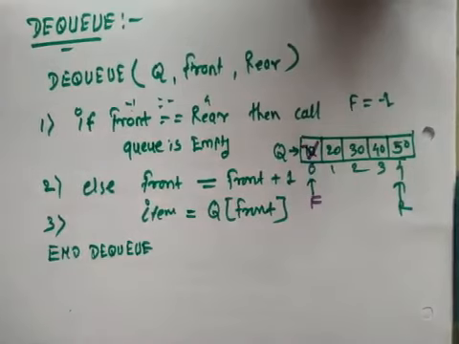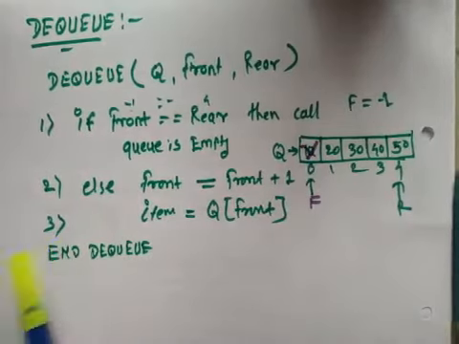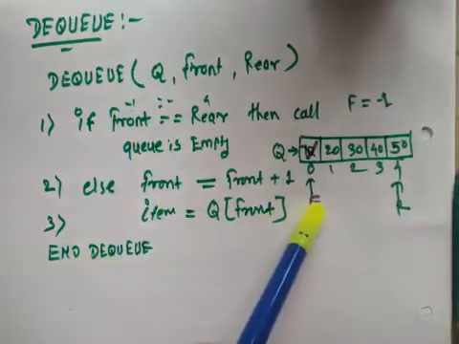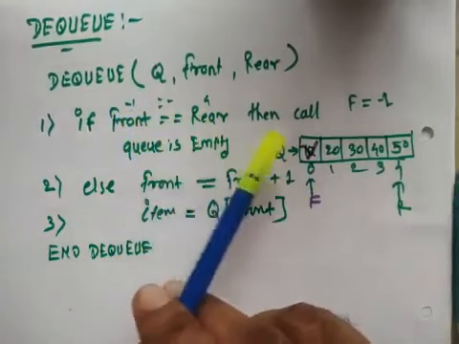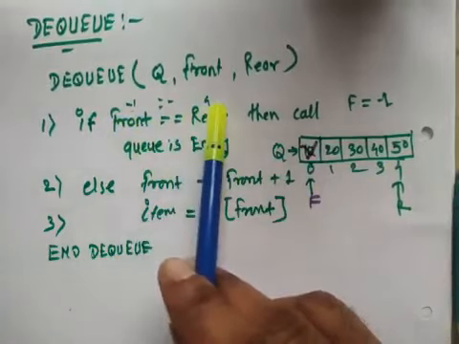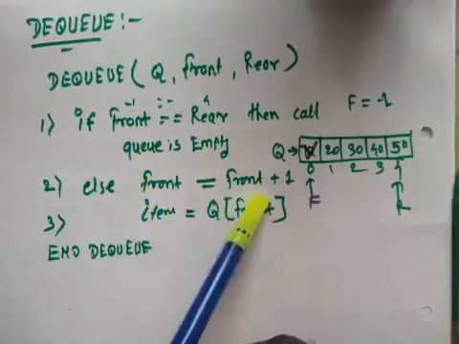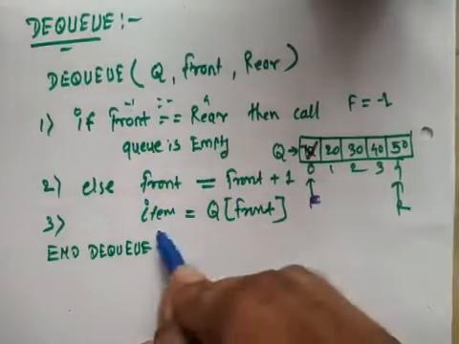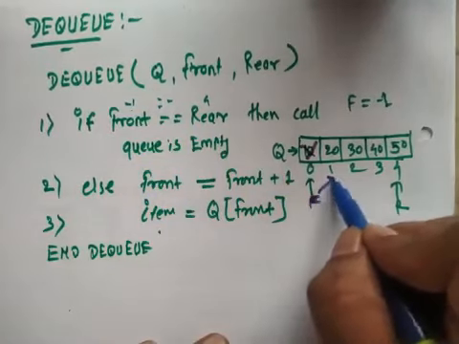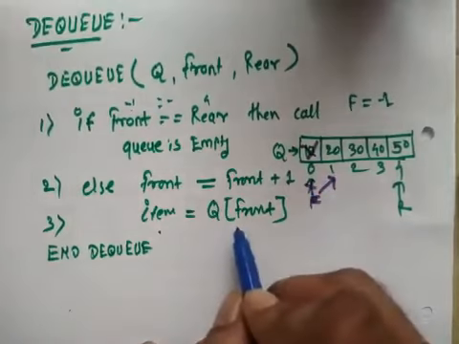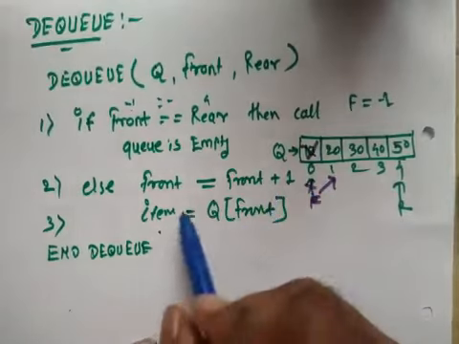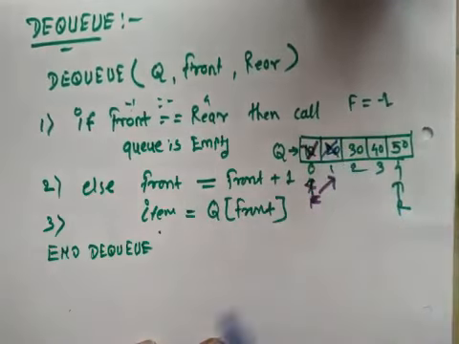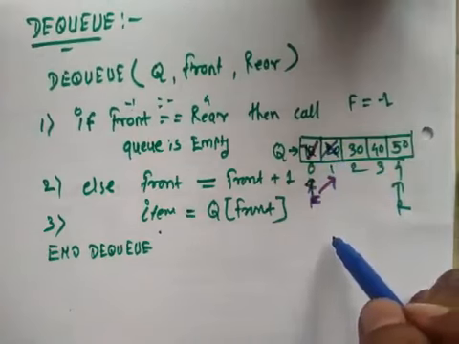Now suppose again we call the DQ operation. What is the front value now? That is 0. Is 0 equal to 4? Condition false. It will jump to the else part. Front is equal to front plus 1. Front will reach position 1, at index 1, and that element is collected in item. So now front is pointing to index 1 and item contains the element 20. This element is deleted. Now front is pointing to index 1.